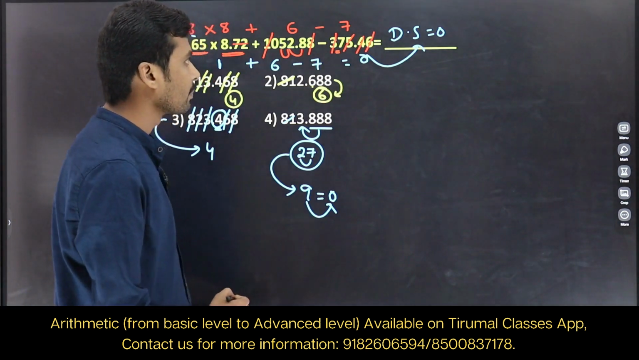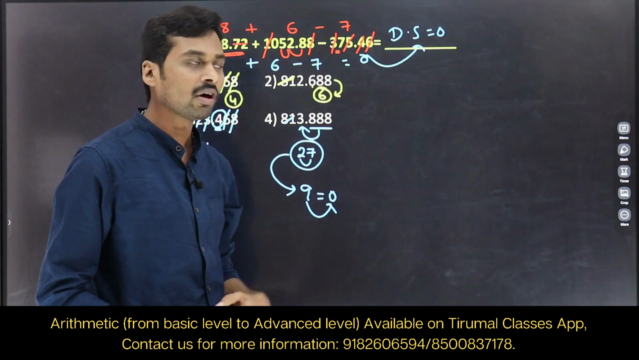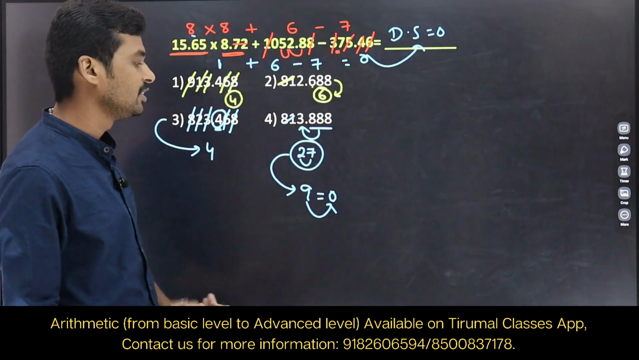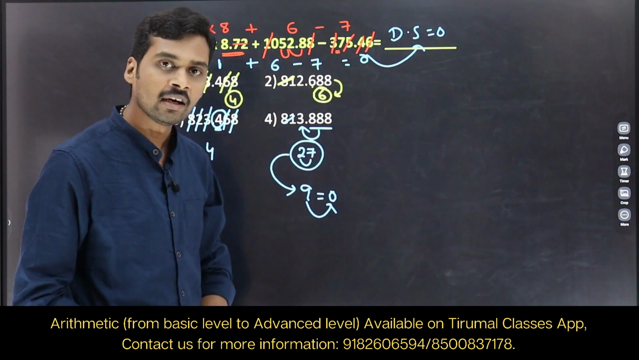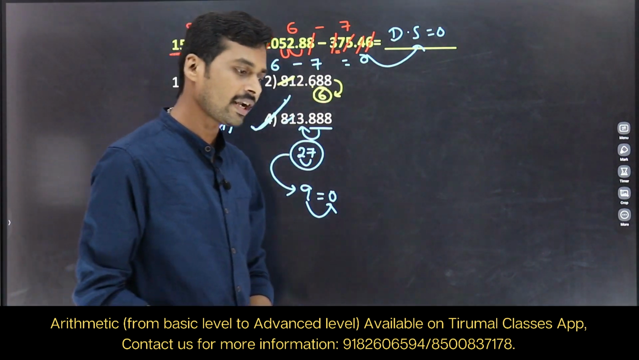So 9 or 0. By the way, when you look at the problem, as per the problem, what is the DS value we got? 0. So which option has 0? Yes, the fourth option has 0 as digit sum. So what is the right answer? The fourth one is the right answer.